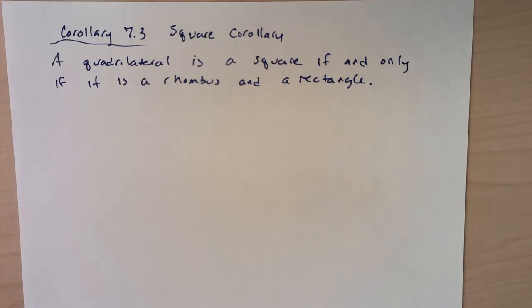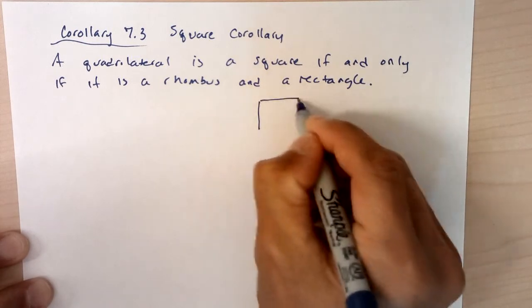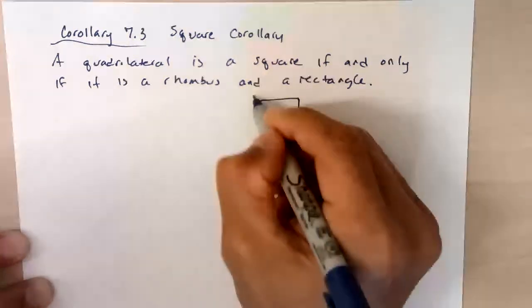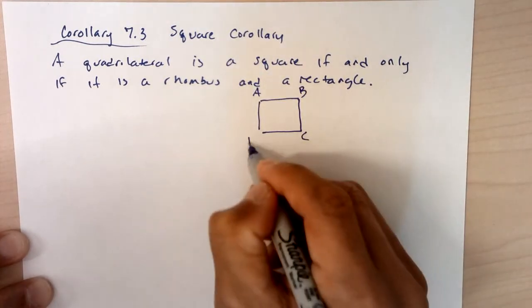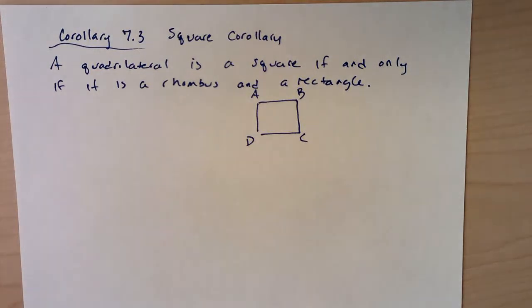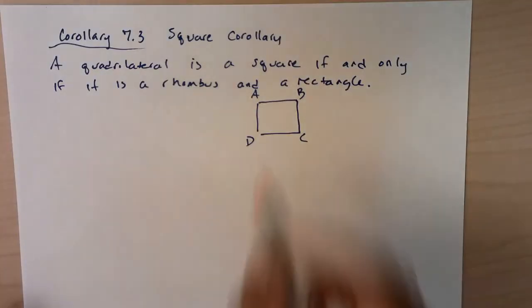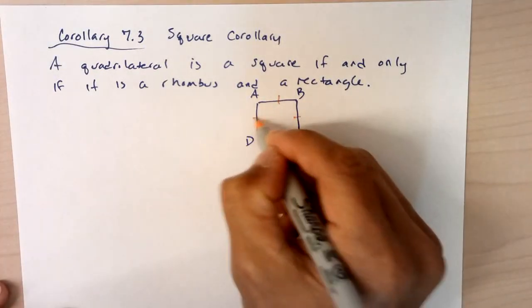And then finally, for the corollaries, we have corollary 7.3, the square corollary. A quadrilateral is a square if and only if it is a rhombus and a rectangle. So all the sides of the quadrilateral, call it ABCD, have to be congruent, and all the angles have to be right angles as well. Then the quadrilateral is a square.